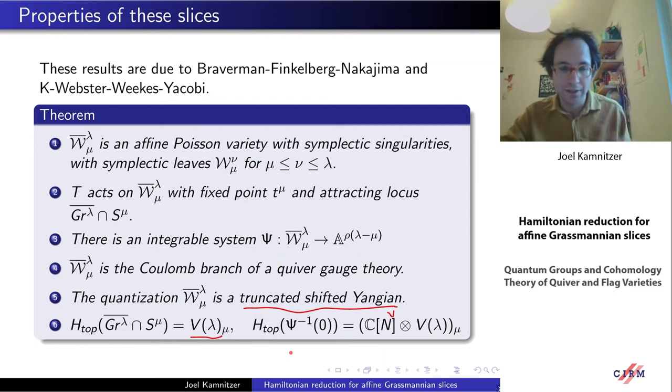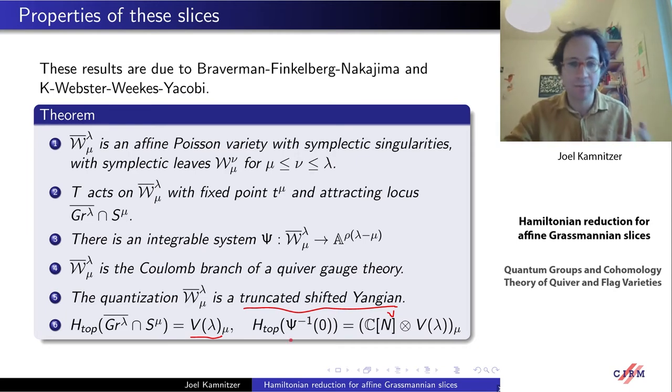Now this Gerlaim de intersect S mu is contained in that zero level of the integral system map. But the zero level of the integral system is bigger and can have other irreducible components. If we work with that instead, then we get a bigger space, its topology is a bigger space.